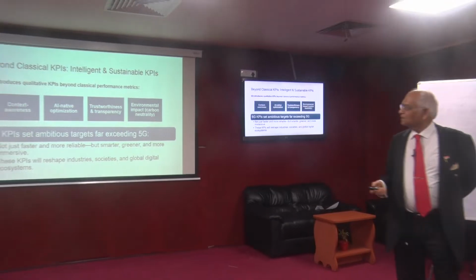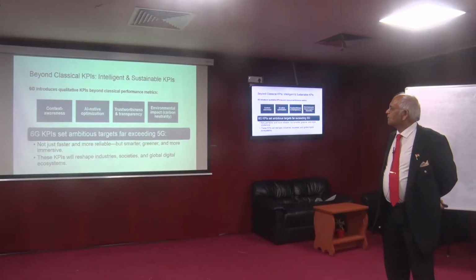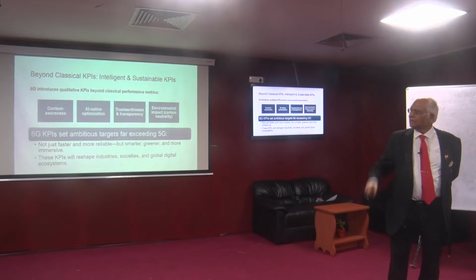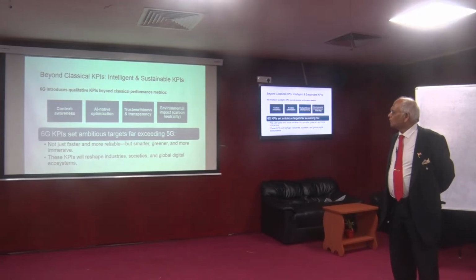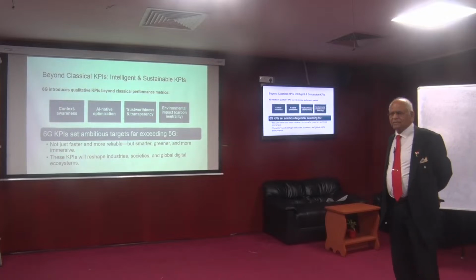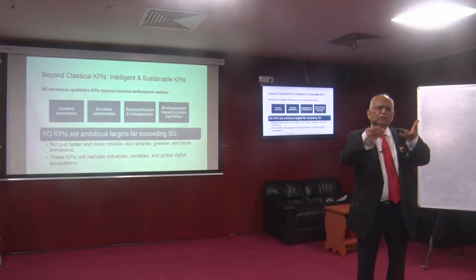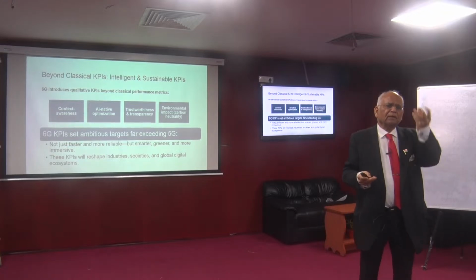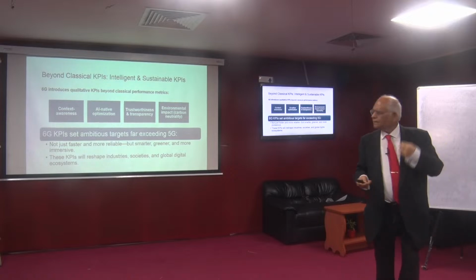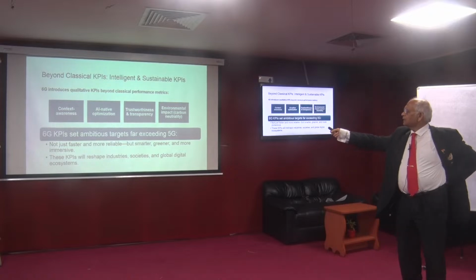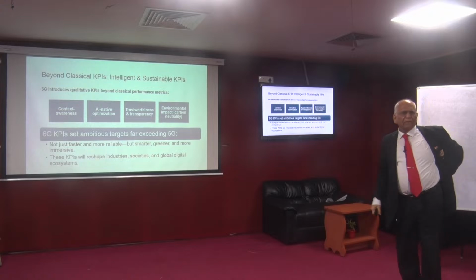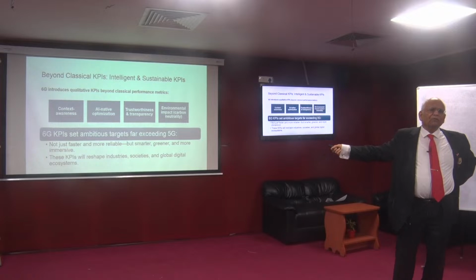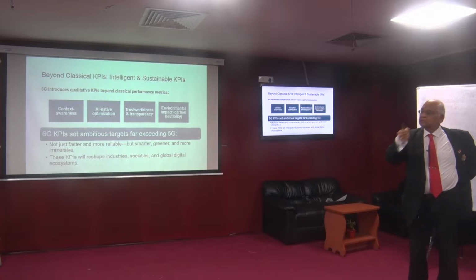I forget where I was. 6G KPIs set ambitious targets for exceeding 5G. Quite natural. The number is 5 and 6, already exceeding. Not just faster and more reliable, but smarter, greener, and more immersive. That is the difference. When we move from 1G, 2G, 3G, 4G, 5G, till 5G we were talking only about enhancement in the data rate and so on. But it is not only data rate. What we are getting now is 6G: smarter, greener, and more immersive. That was not happening when we were moving from 3G to 4G and 5G. That is the major challenge we are getting now to move to the next generation.